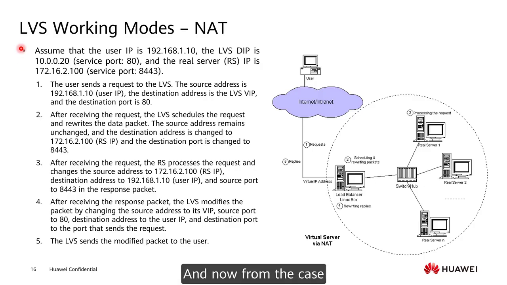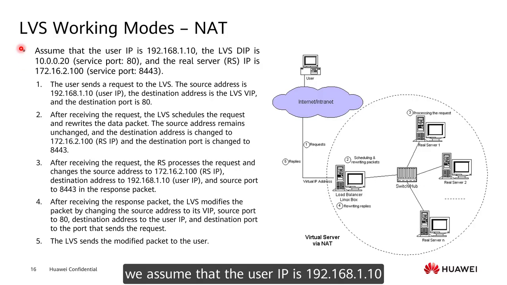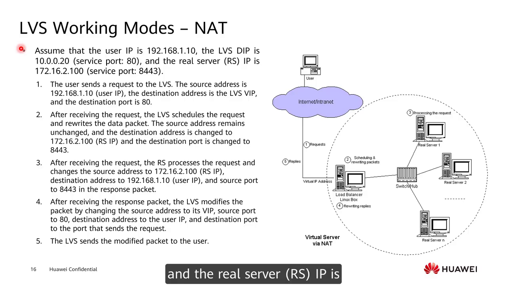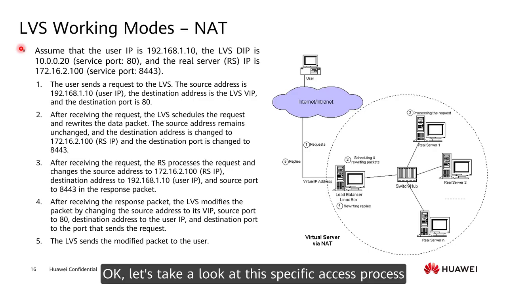And now, from the case, we assume that the user IP is 192.168.1.10. The LVS DIP is 10 segment .12 and service port is 80. And the real server RSIP is 172 segment 2.100. Service port is 8443.